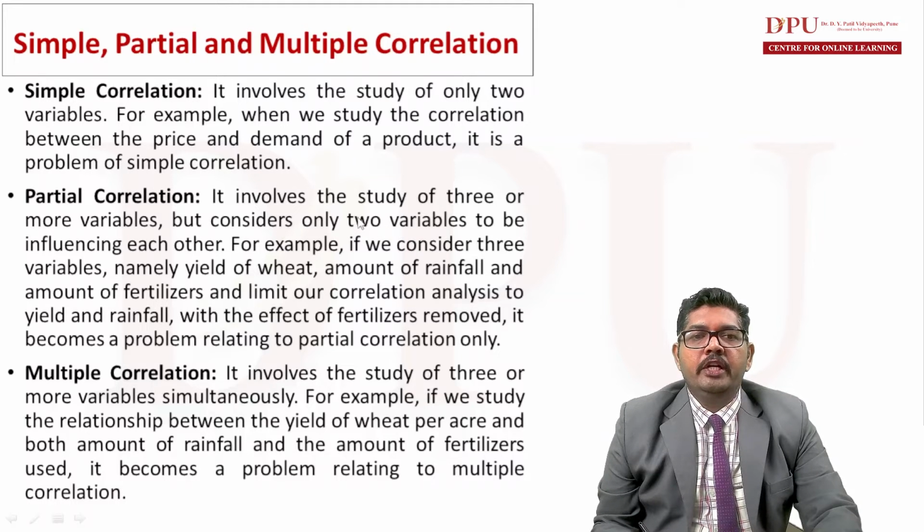Partial correlation involves the study of three or more variables, but considers only two variables to be influencing each other. So there may be more than one variable which may be affecting the quantity demanded, such as the price of the commodity itself, price of other related commodities, then advertisement expenditure, promotion, taste and preferences of the people, and so many variables. So when we study the relationship between only two variables at a time, the dependent and only one independent variable, keeping other variables constant, such a correlation is called partial correlation.